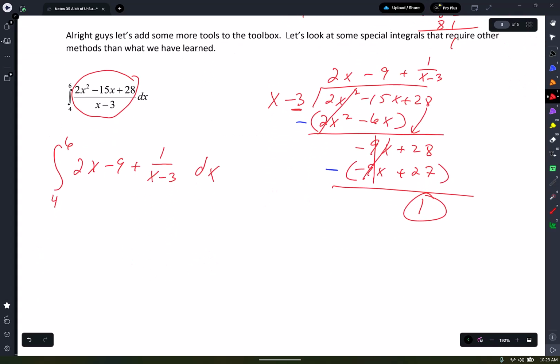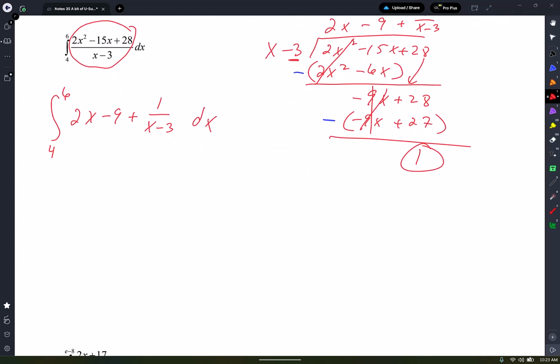Okay. All right, here we go, guys. This should be a lot easier to integrate. Look how easy this is. Do I have a linear expression in my fraction here without a variable in the numerator? So when I get to this one, the antiderivative of that is just going to be an ln. All right, so here we go. Antiderivative of 2x: x squared. Antiderivative of 9: 9x. Antiderivative of 1 over x minus 3.